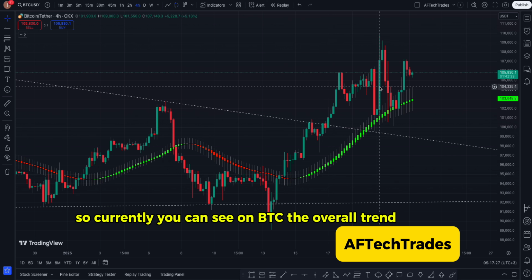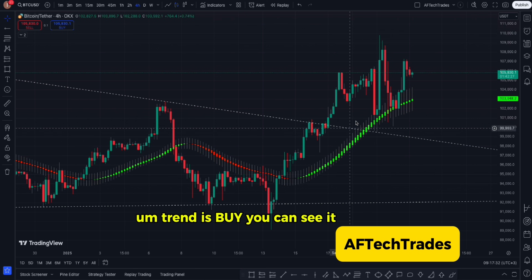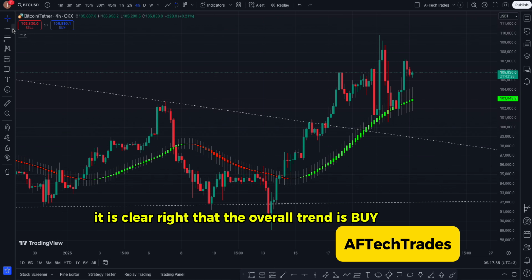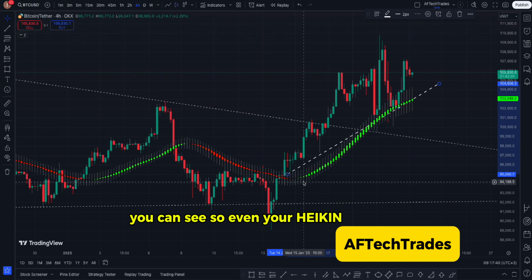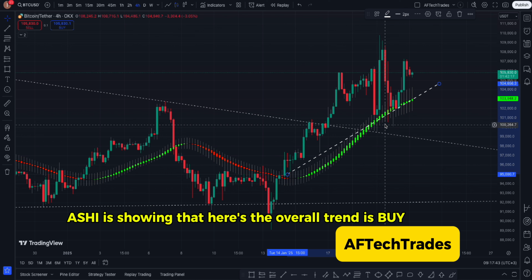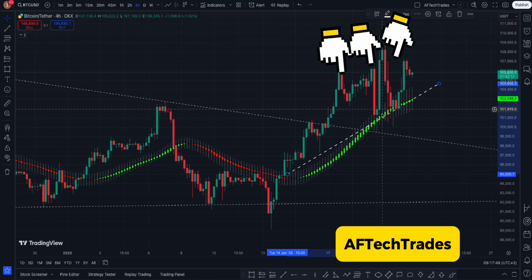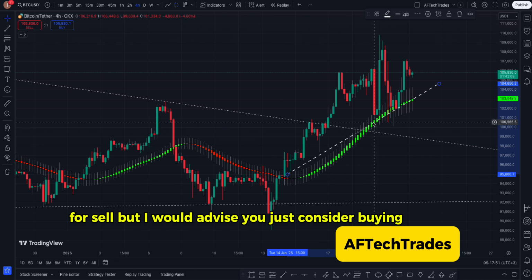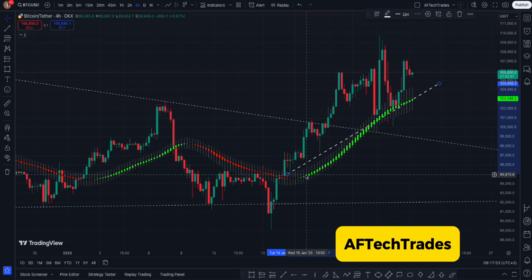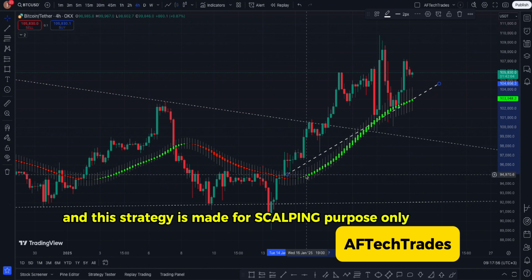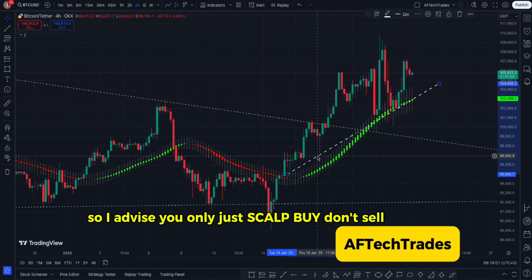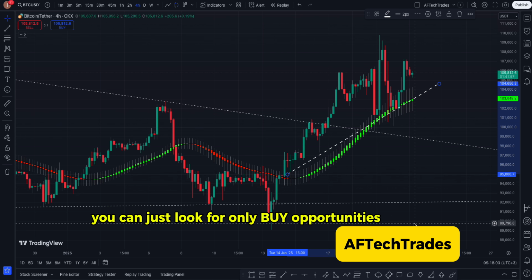So currently you can see on BTC the overall trend is buy. It is clear, right, that the overall trend is buy. Even your Heikin Ashi is showing that the overall trend is buy. Though we may have some pullback for sell, I would advise you just consider buying, since this strategy is meant for scalping purposes only. So I advise you only scalp buy. Don't sell. Just look for buy opportunities.